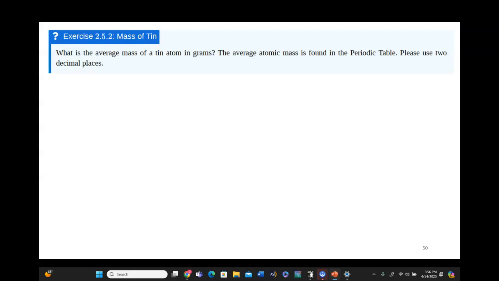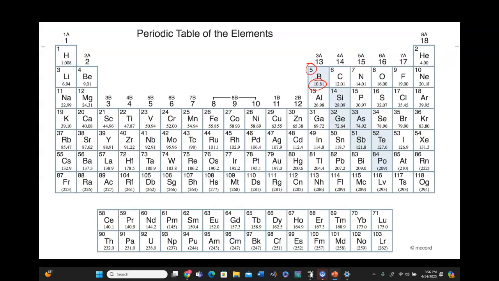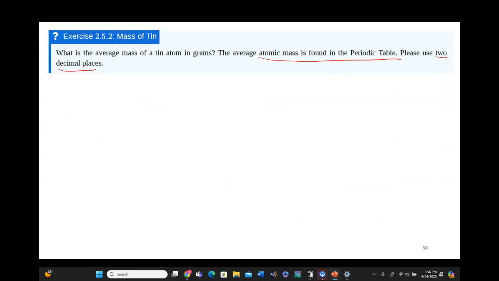So let's have a look at this one. It says, what is the average mass of a tin atom in grams? The average atomic mass is found in the periodic table. Please use 2 decimal places. So let's go back and see if we can find the mass of tin. Tin is over here, 118.7 AMU. So 1 tin, 118.7 AMU. And so how much is that in grams?